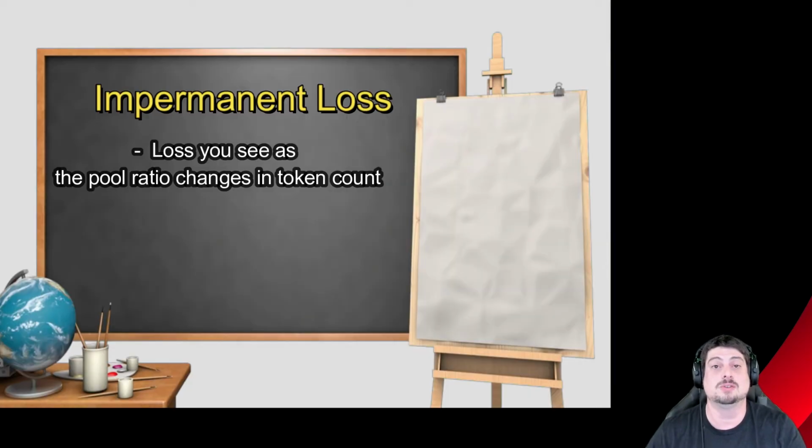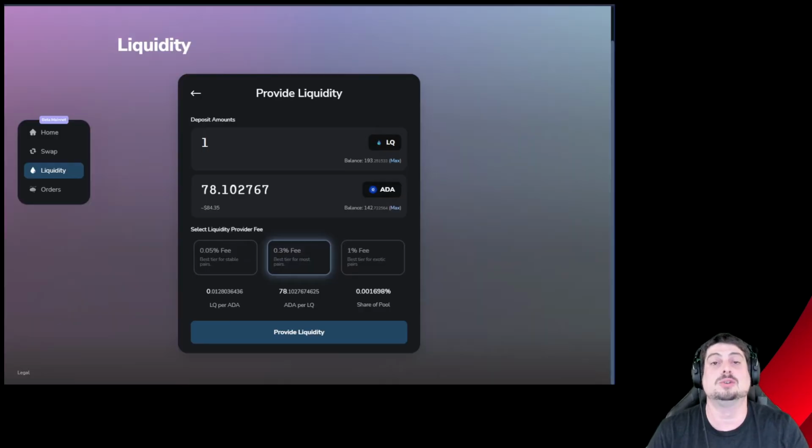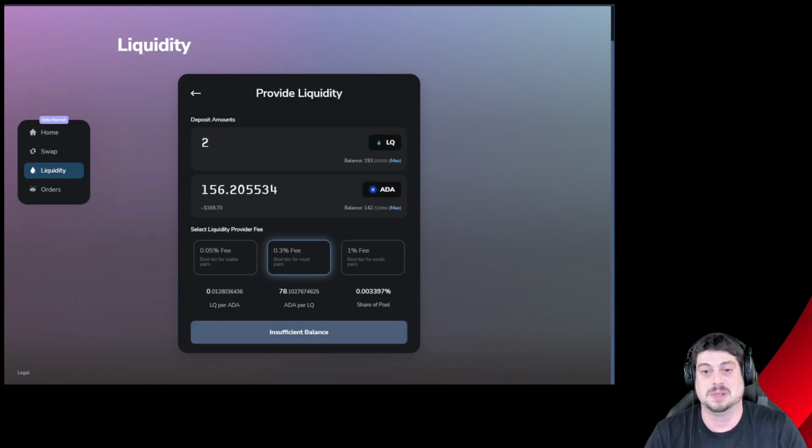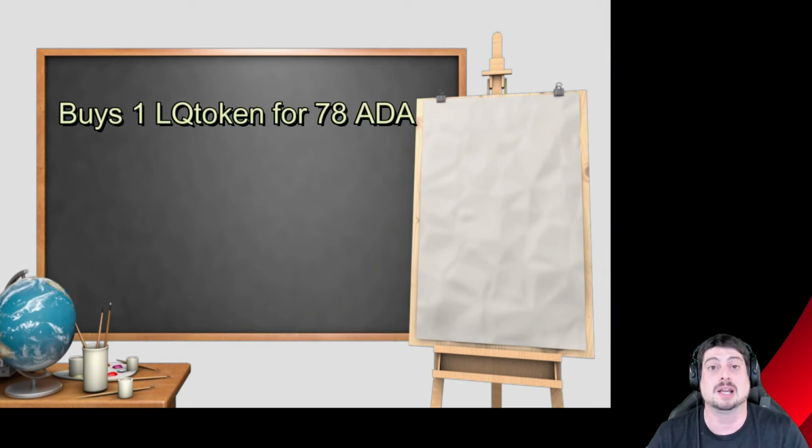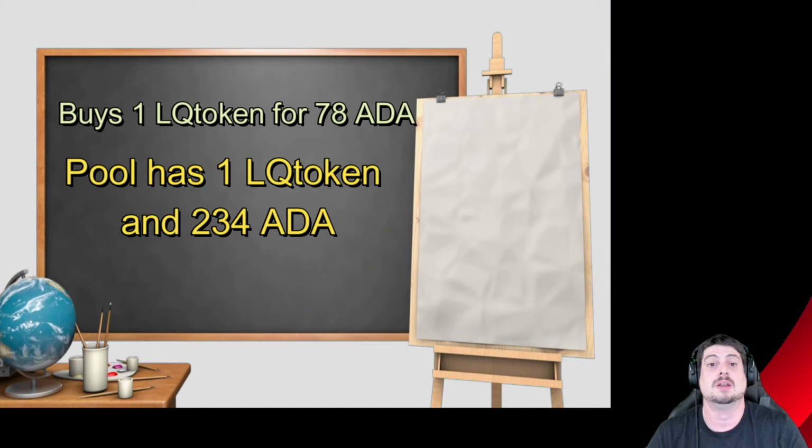Impermanent loss is the loss you see as the pool ratio changes in token count. Let's say you deposit 2 LQ tokens and 156 ADA. That would be balanced into a pool. For this scenario, and to keep it easy, let's say you're the only one providing liquidity to the pool, and these are the only tokens in the pool. It's very important to note, someone comes along after you provide that liquidity and buys one LQ token out of the pool for 78 ADA. The pool now has one LQ token and 234 ADA in the pool.